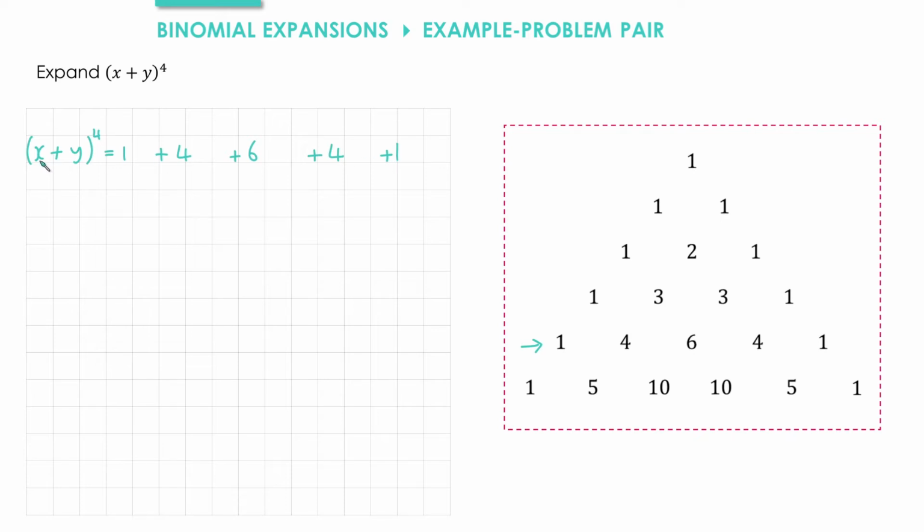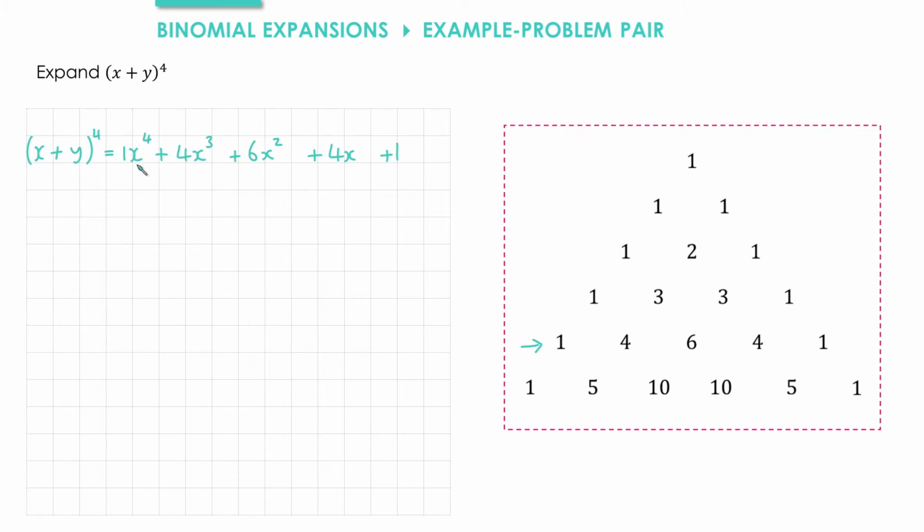Next, we'll fill in the x parts, which all come from the first term. The first term will be x to the 4. And then for each successive term as we go along, we're going to reduce the power of x by 1. So we'll get x cubed, x squared, x to the power 1, which we just leave as x, and then x to the power of 0, which is 1, so we don't write it in.